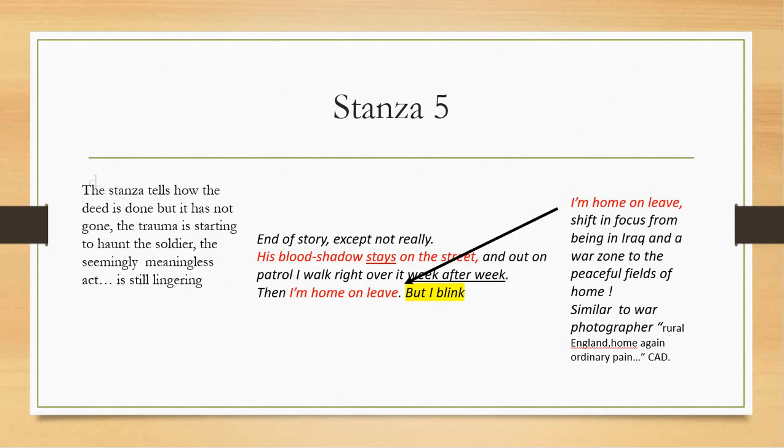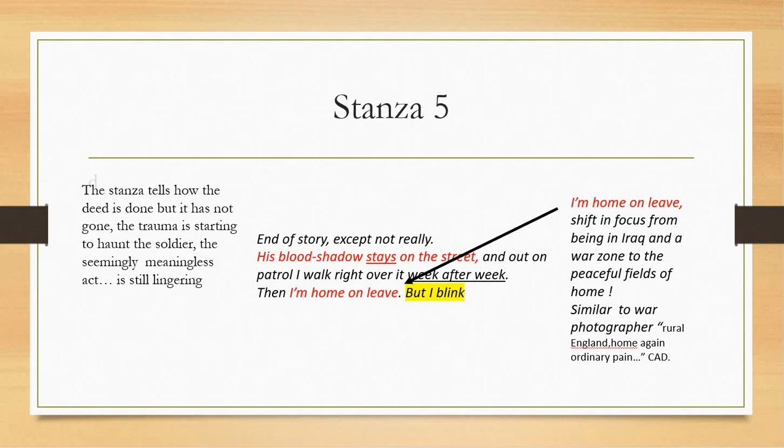He's home on leave. There's a shift in focus here. We have gone from the first 4.5 stanzas in Iraq, in a war zone, to now he's at home. Armitage shifts the focus. We move from war in Iraq, we move to home. We've gone from a war zone to the peaceful fields. When we say home, what does the word home mean to us?